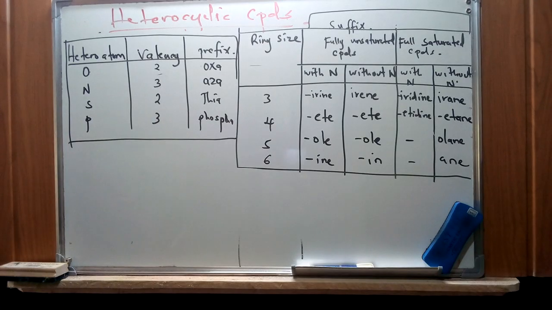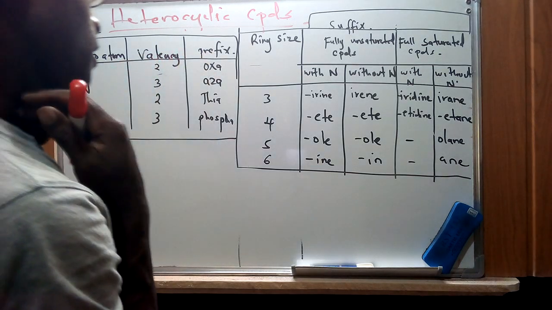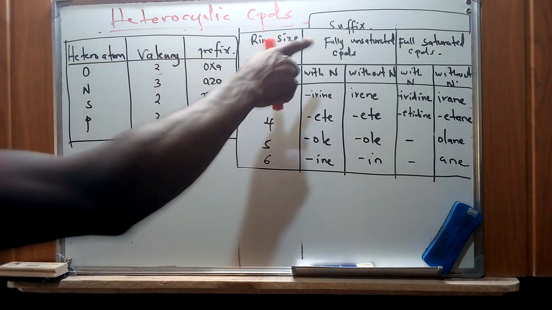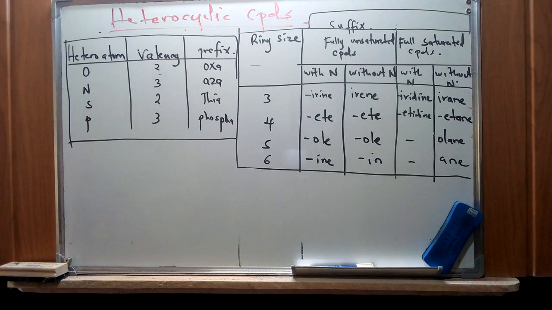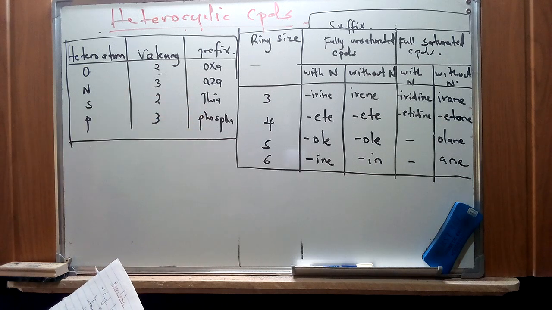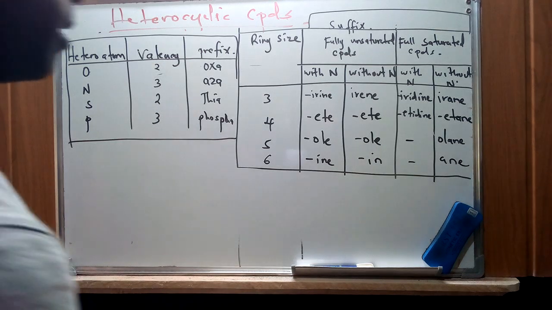So I've drawn 2 tables on the board which are going to assist us in understanding the nomenclature of these heterocyclic compounds. The table on our left consists of heteroatoms, the valence and the prefix that we have discussed. Now the second table is going to give us a suffix of that specific compound. The ending that is given for these heterocyclic compounds is going to indicate the size of the ring, which is for 3, 4, 5, and 6, and the state of hydrogenation.